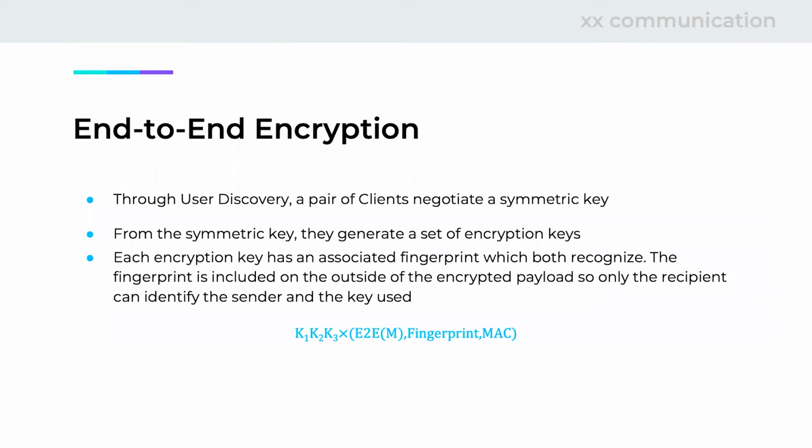When two users want to communicate, as right now with the XX Messenger, they go through the user discovery protocol, which allows them to create a symmetric key. From this symmetric key, they generate a long list of encryption keys and then hash each one to create a fingerprint. When a message is sent from a user to a user, the message is encrypted with the key and they just tag on the fingerprint. This fingerprint only means something to the two users who know what the symmetric key is. So it allows the recipient to figure out who sent it, what key they used, and decrypt the message, but doesn't allow the network or any other party to see who sent it or who is receiving the message. You can see in the formula below that the entire payload, including the end-to-end message, the fingerprint and the MAC, are encrypted by K1, K2, K3, which is the network encryption we discussed earlier.